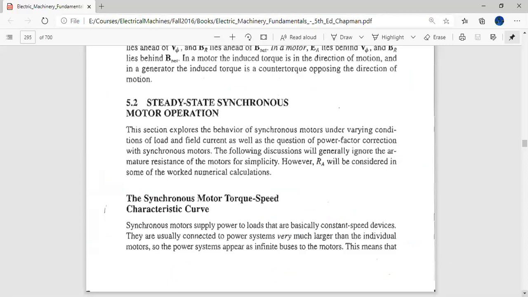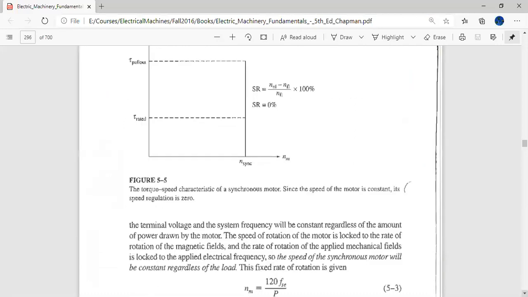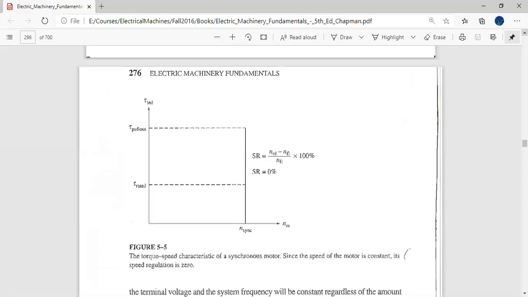The way to make the synchronous motor run with the leading and lagging power factor I've already told you, but now we are going to look at the diagrams. The first diagram here is very important. This is figure 5-55. This shows the torque-speed characteristic of a synchronous motor.